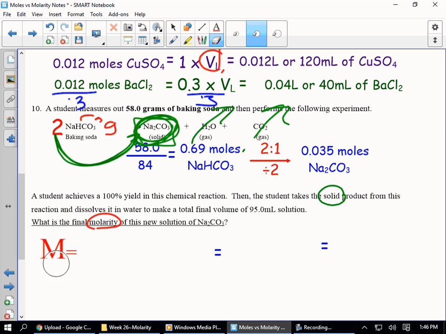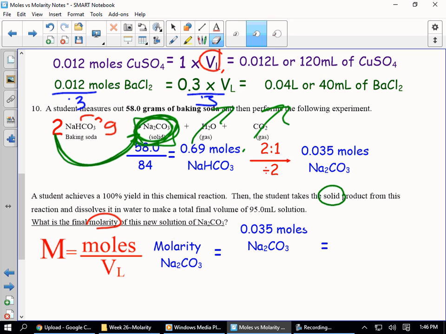Okay, what is your molarity? It's moles over volume in liters. So now, if you can figure it out from here, pause the program. All right, so I'm going to take my 0.35, and I'm going to divide it by not 95, but 0.095. And at the very end of the day, your molarity is going to be 3.68 molar.